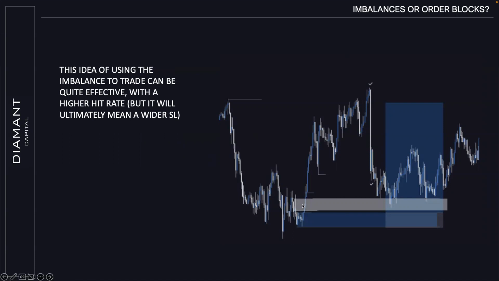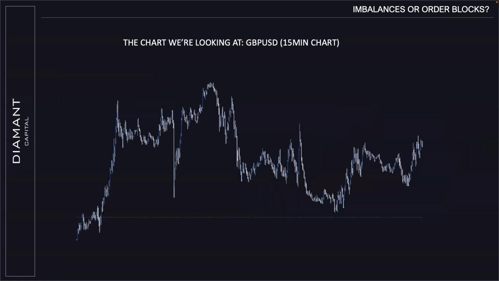Of course, because if we are entering on the imbalance, it's going to be a bit above, so it's not going to be as discounted or as premium an area as we usually see from certain order blocks. Ultimately, what it will mean is that we will have a wider stop loss. Now, I'm going to show you, you could have a tight stop loss, but it just makes it a bit risky because the order block can still be respected. But we're going to get into this example right now.